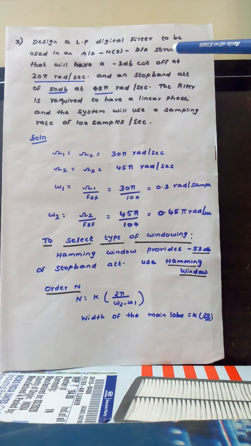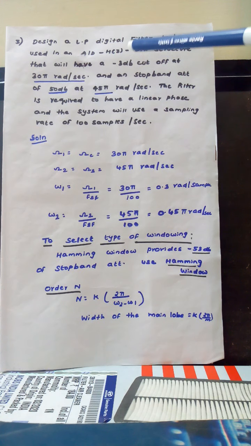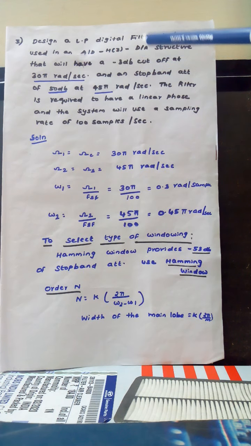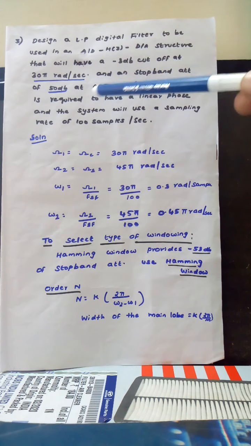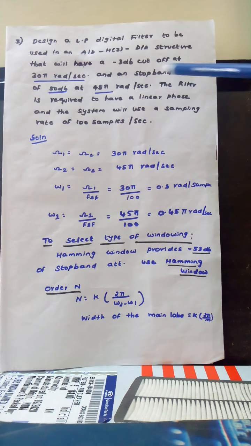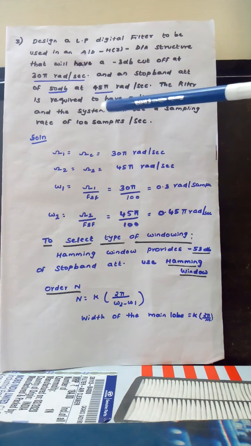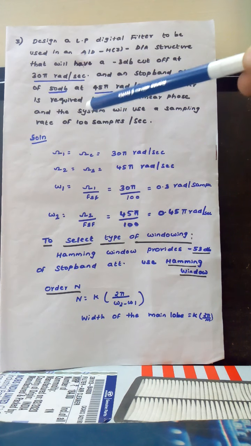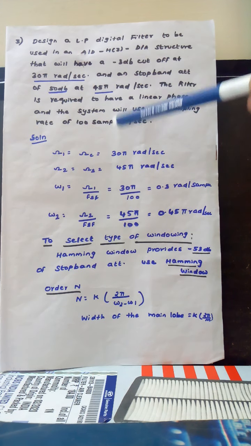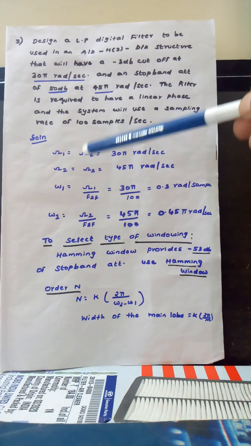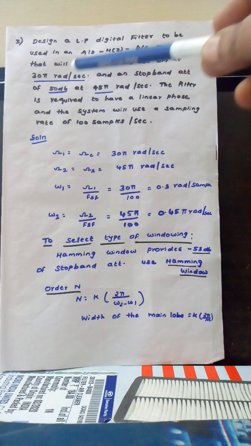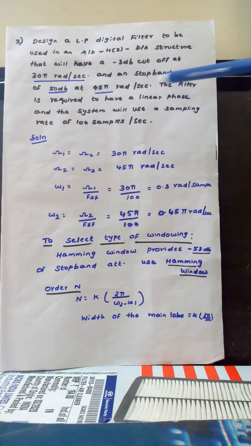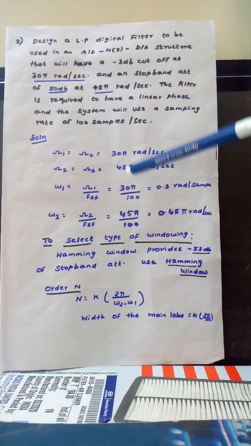Design a low pass digital filter to be used in an A to D converter that converts to H(z), and then again we give it to the D to A structure, that will have a minus 3 decibel cutoff at 30 pi radian per second, and a stop band attenuation of 50 decibel at 45 pi radian per second. The filter is required to have a linear phase, and the system will use a sampling rate of 100 samples per second. So they have given here omega 1, that is 30 pi radian per second, and for the stop band attenuation they have given omega 2, the stop band cutoff frequency, it is 45 pi radian per second.